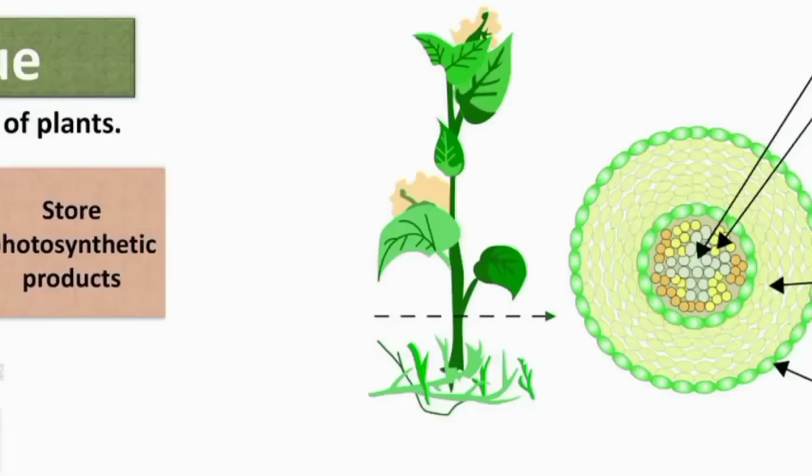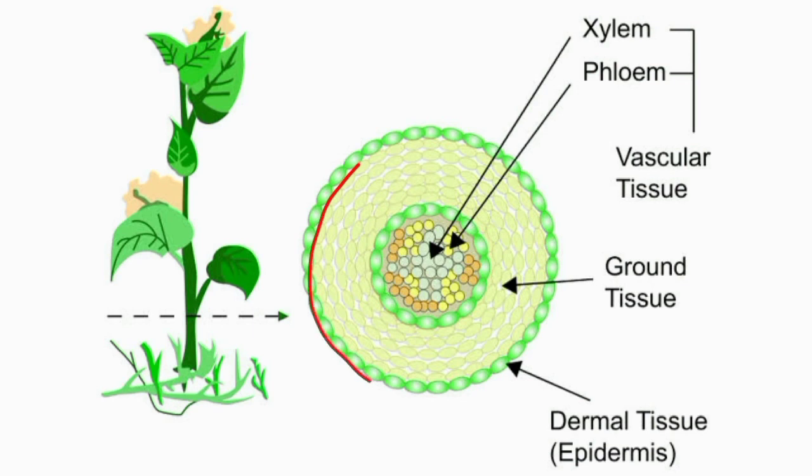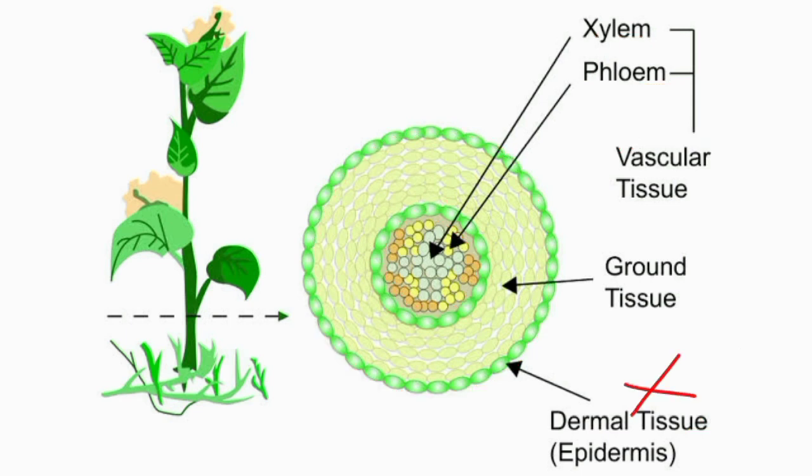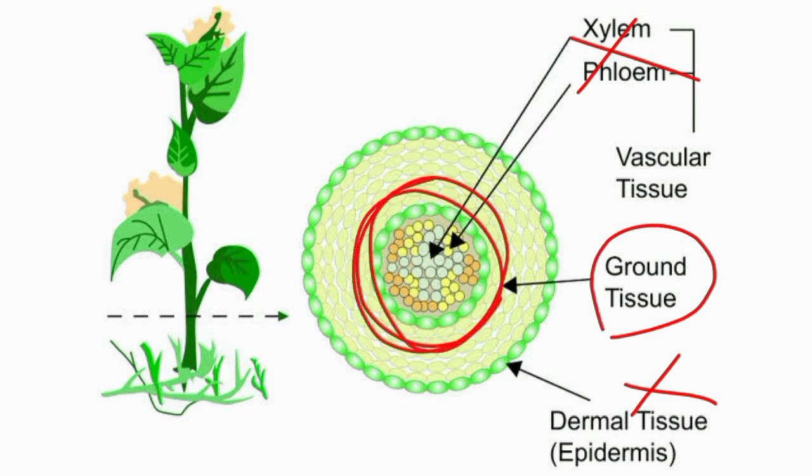What is the outer part? Let me show you here. This outer part is the dermal tissue layer. This is known as the epidermis. You already know about epithelial and epidermis. So this is the dermal tissue, and inside, the xylem and phloem are known as the vascular tissues or the vascular bundles. Any tissue other than these two is known as the ground tissue, means they make up the inside, the mid part of the plant.